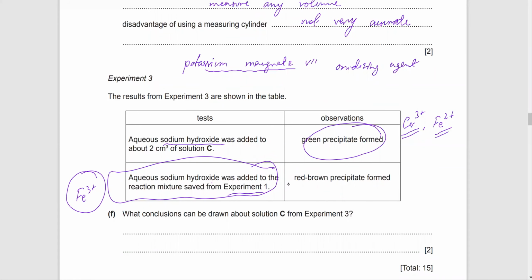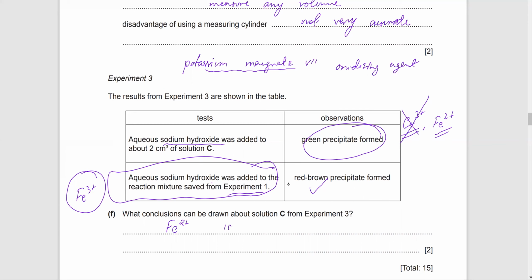Yes, sir. Okay. I removed chromium because no other oxidation state of chromium is given, so I wouldn't know which test this is. Okay, so Fe2+ given the higher oxidation state. So the conclusion that you can draw is that it is Fe2+. It contains Fe2+ ions.